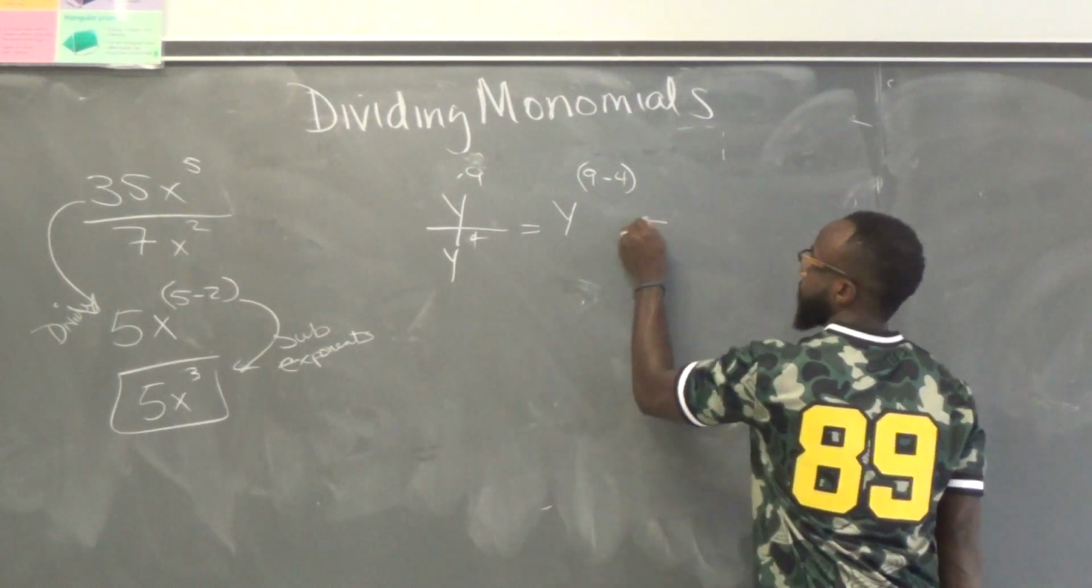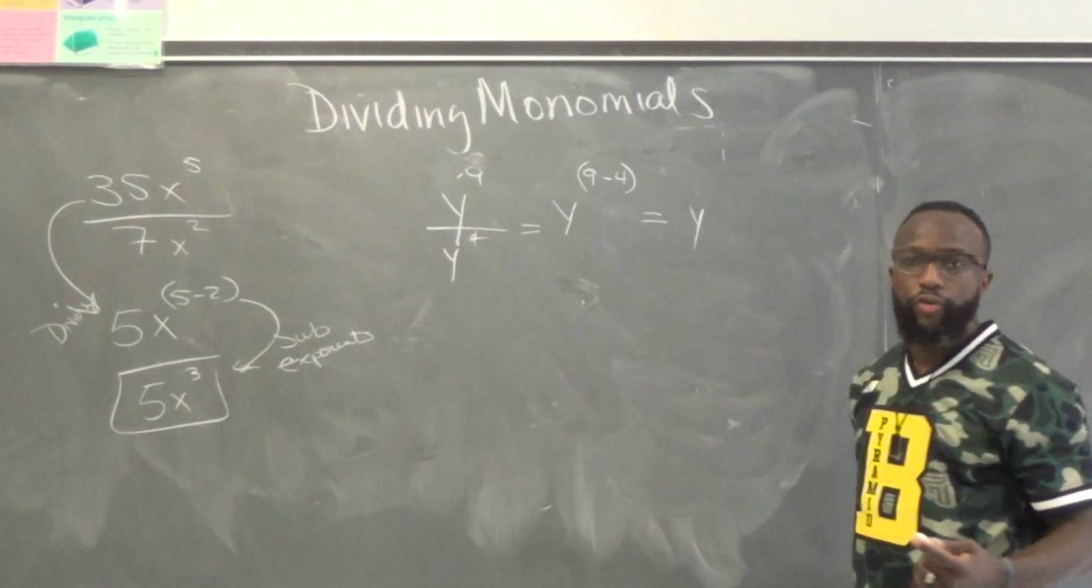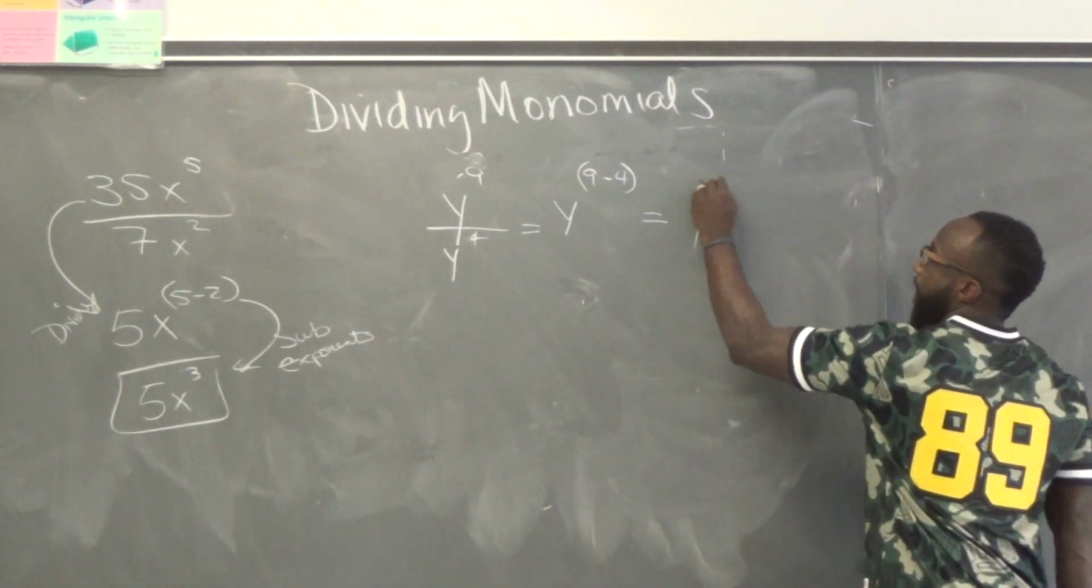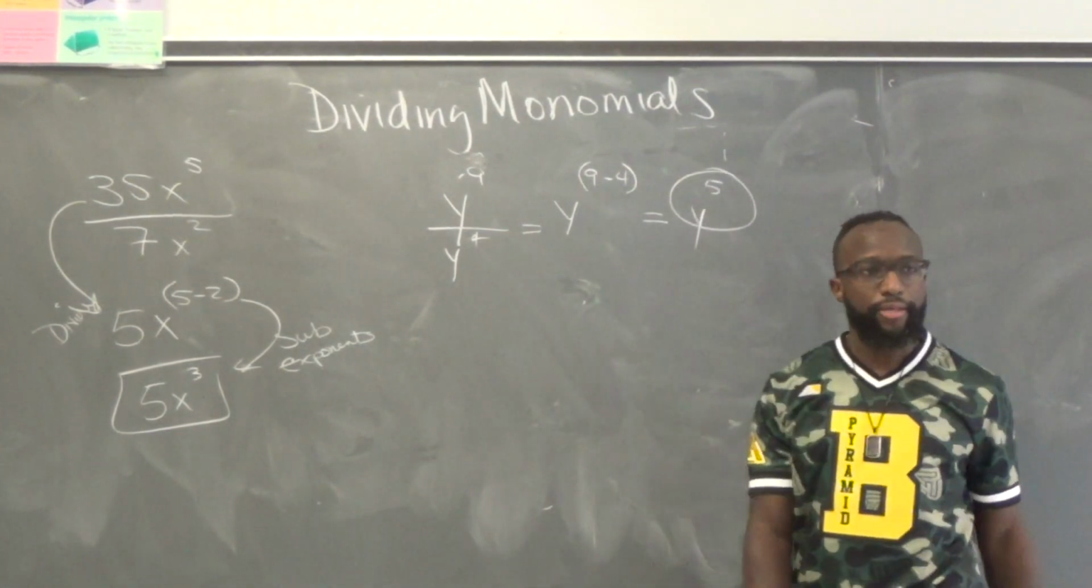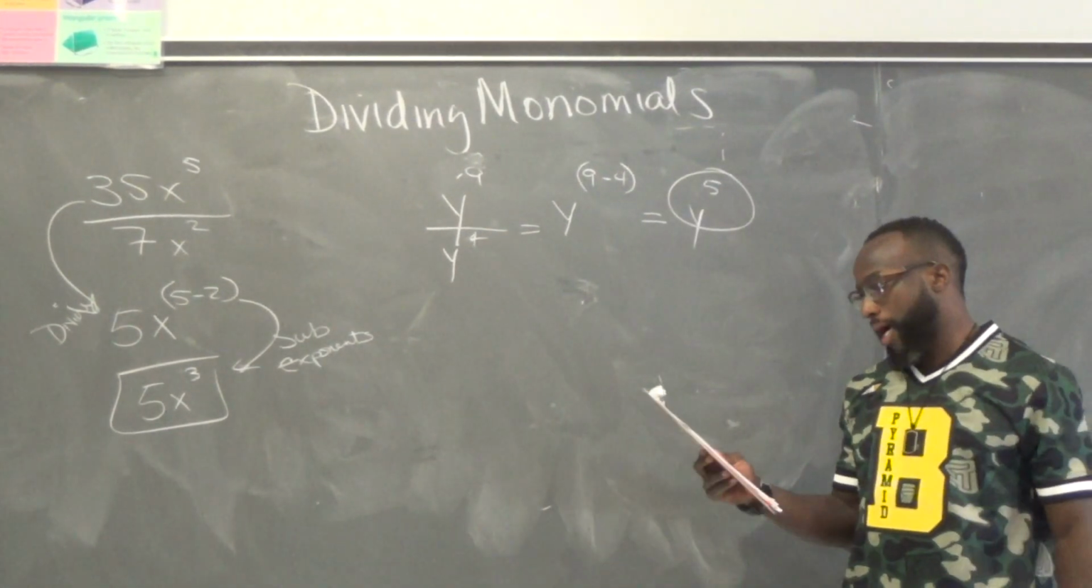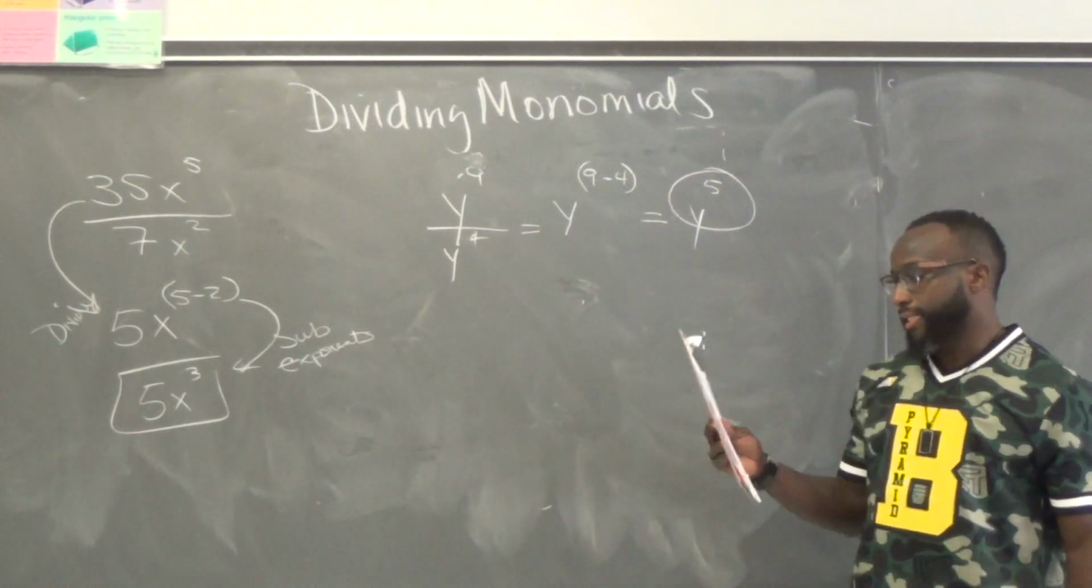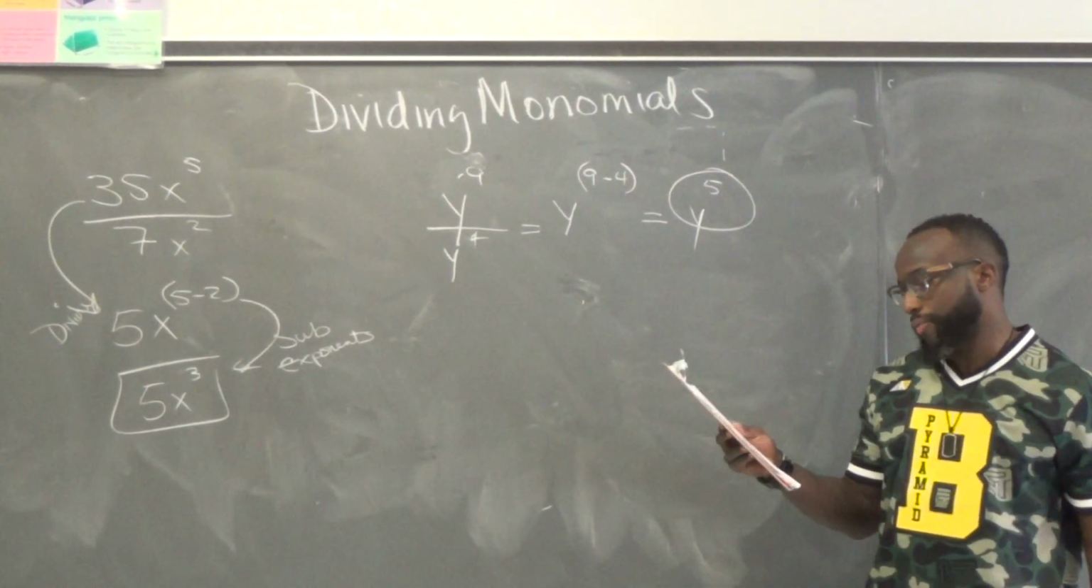9 minus, let's put it next to it. Alright, so 9 minus 4 is? 5. So your answer is y to the 5th. Good? Okay. Good. Now let's look at this example here, then we're going to go to a more difficult one.